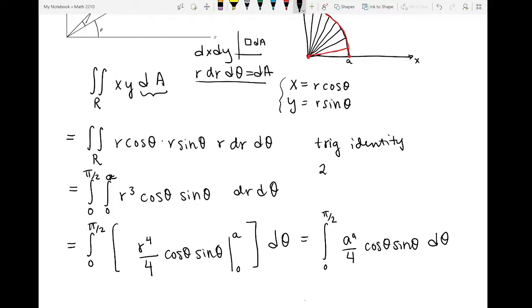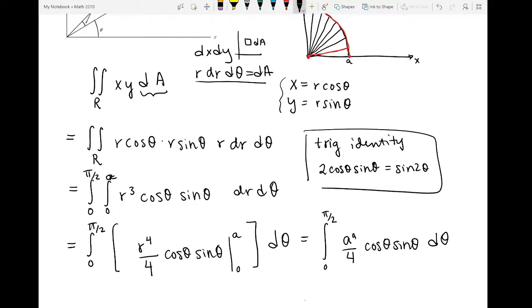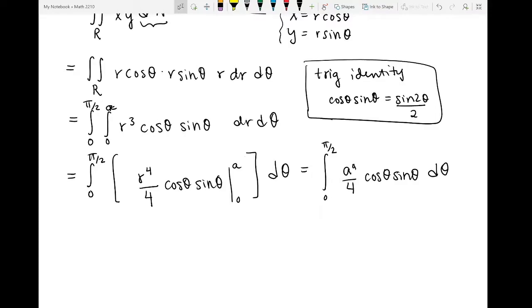That 2 cosine theta sine theta is equal to sine of 2 theta. So there's this little trig identity that I'm sure is in your calc book somewhere. But if we shove that in, then we can write it a different way for a moment. I can divide this by 2, and everywhere I see cosine theta sine theta, I can shove in sine 2 theta over 2, just to make integration easier.